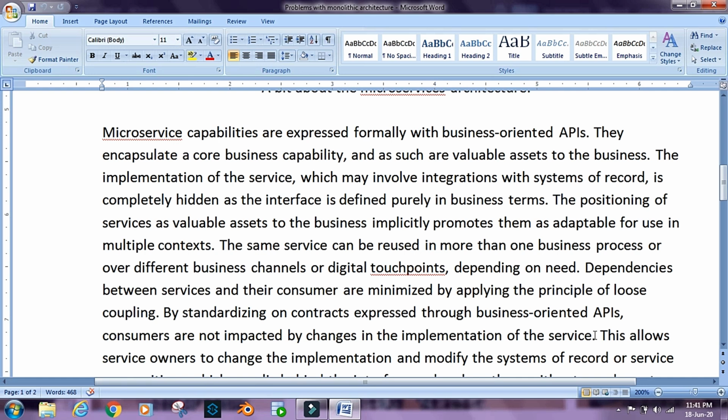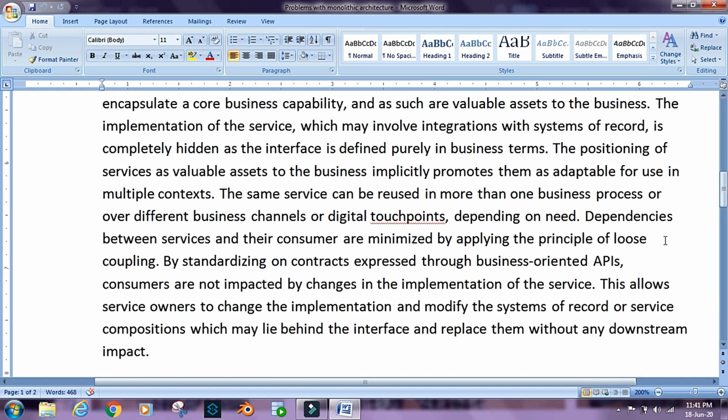They should not be worried about the implementation of the functionality of the API, right? All they should be worried about is the request and the response, right? So that is what this line says. By standardizing on contracts expressed through business-oriented APIs, consumers are not impacted by changes in the implementation of the service.